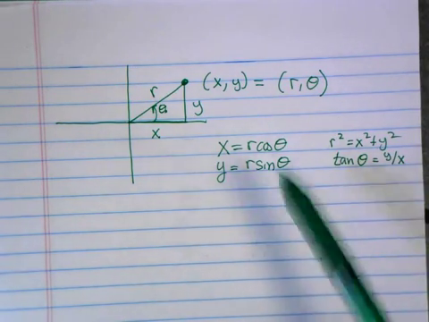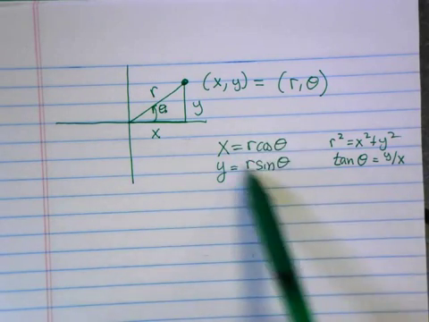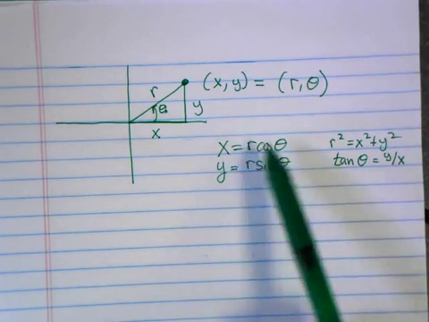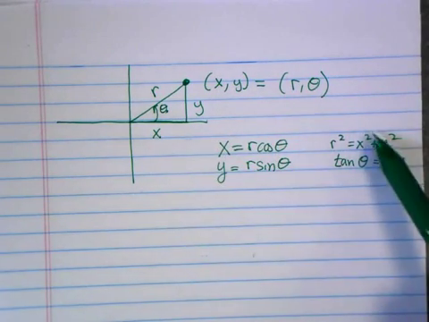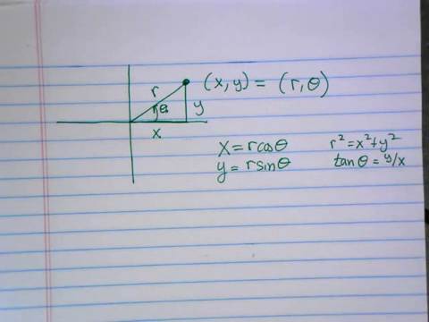So there's really four formulas, but they're used for different things. These two are used when you know r and theta and you're looking for x and y. And then these two are usually used when we know x and y and we're looking for r and theta.